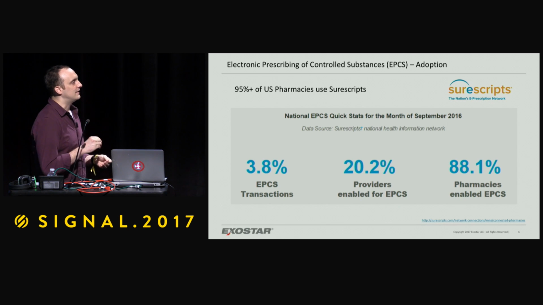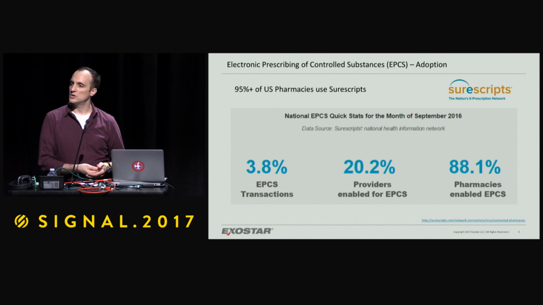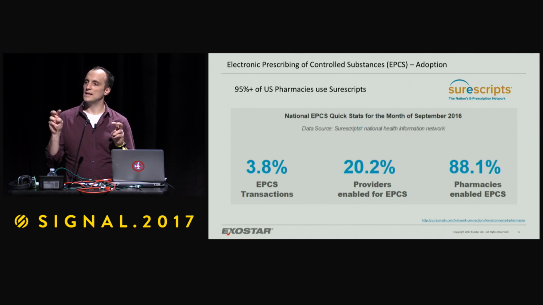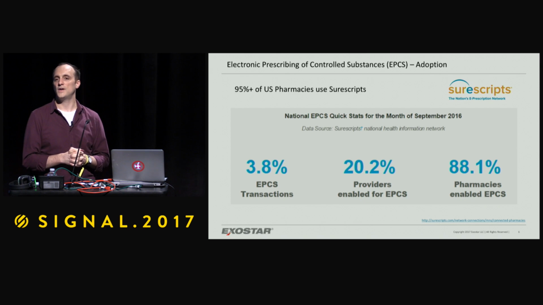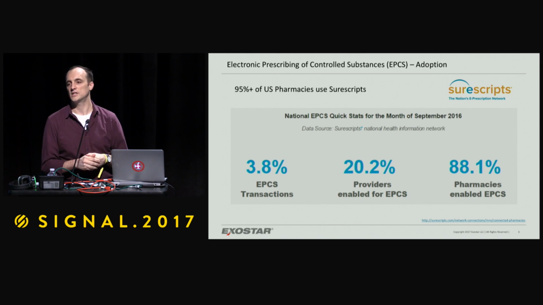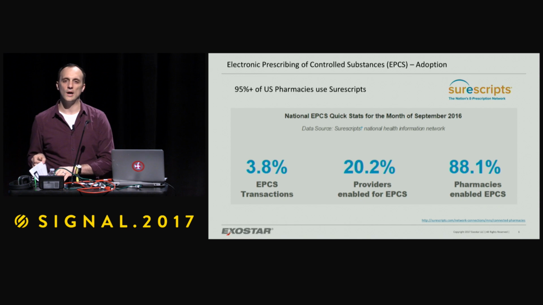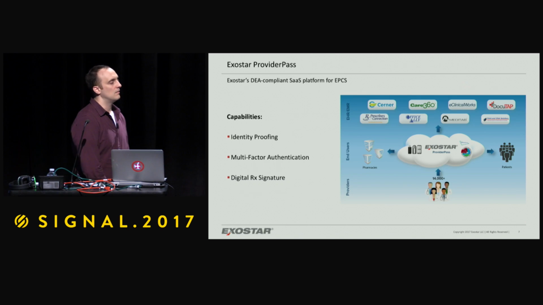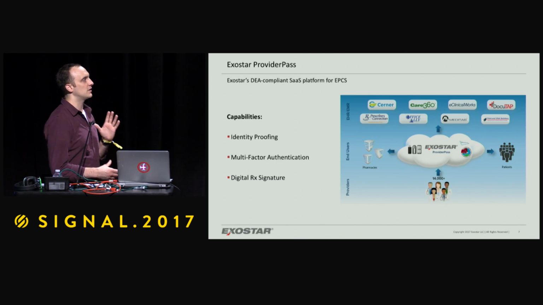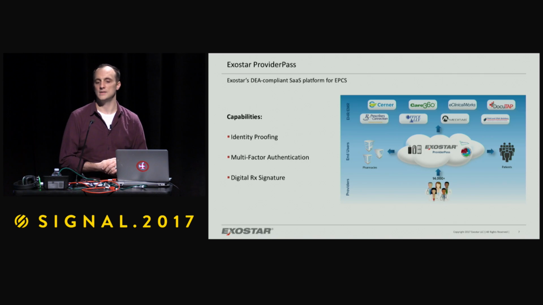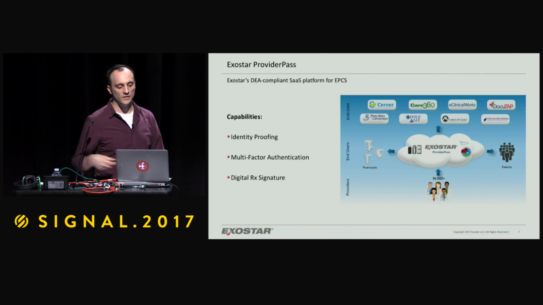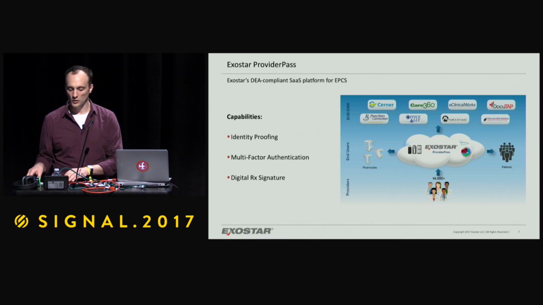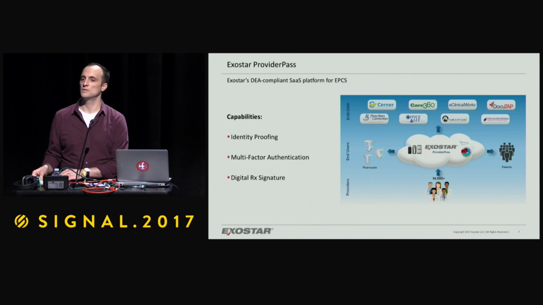The DEA has mandated that when a provider will electronically prescribe a controlled substance, they have to use what's called a level 3 credential. When it comes to defining that level, we're talking about the NIST 800-63 levels of assurance. Level 3 requires identity proofing or verification and multi-factor authentication. XOStar's Provider Pass platform is our DEA-compliant SaaS solution for EPCS. The capabilities of Provider Pass include multi-factor authentication, identity proofing, and digitally signing the prescriptions as they get routed to the pharmacies for filling.